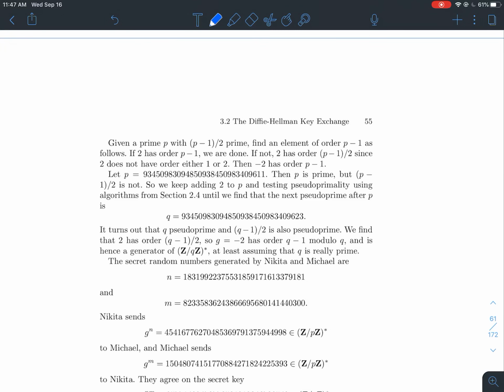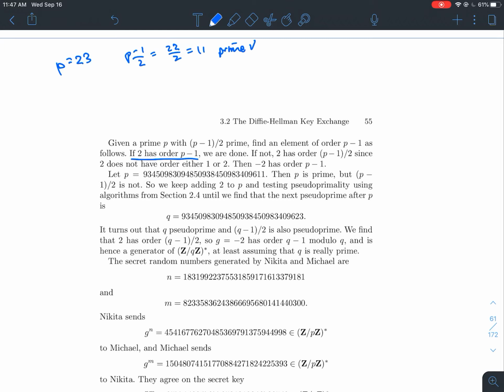To give you a concrete example of why this is useful to find a primitive element, in other words a generator for a particular group, let's play around with the case that p is 23, because then (p minus 1) over 2 would be 22 over 2, which is 11, which is prime. So the proposition applies to this number p. Let's look at the number 2.